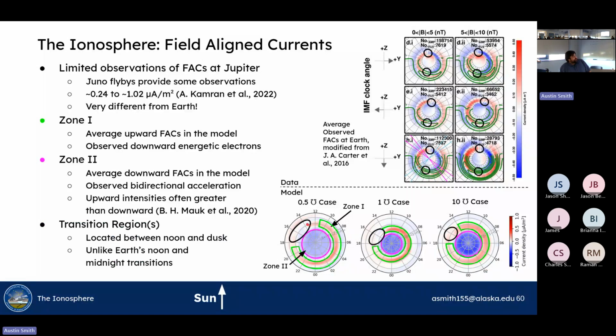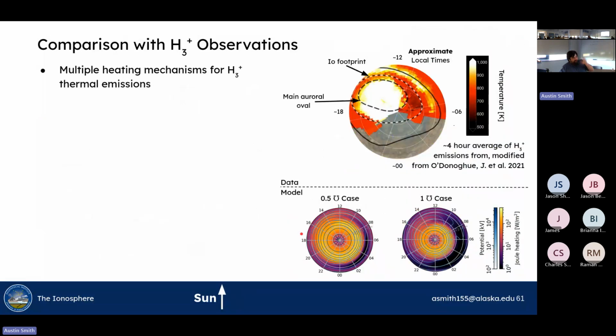And then we also have these transition regions, which at Earth are kind of located between noon and midnight, no matter what the solar wind conditions are. And this is because of the Dungey cycle, right? With the Vasyliunas cycle, the transition regions are kind of pushed over here between noon and dusk. And this is also a very dynamic region, which I'll show in a little bit.